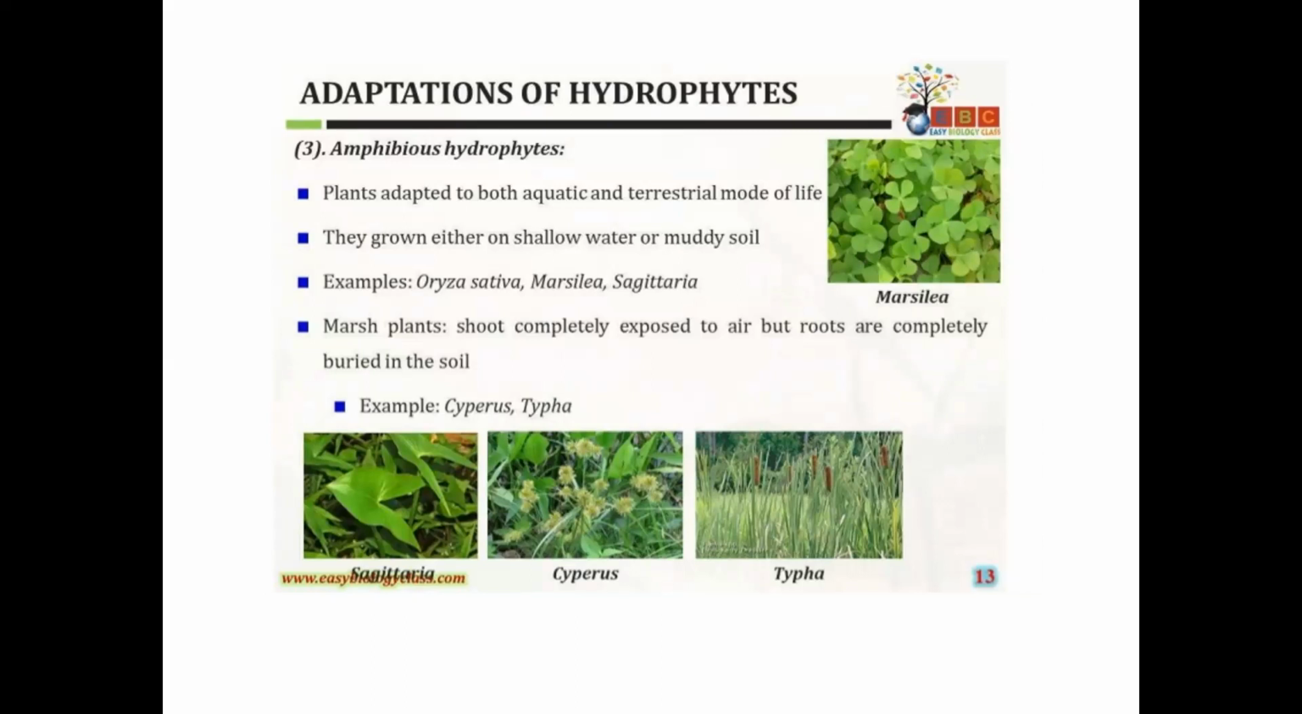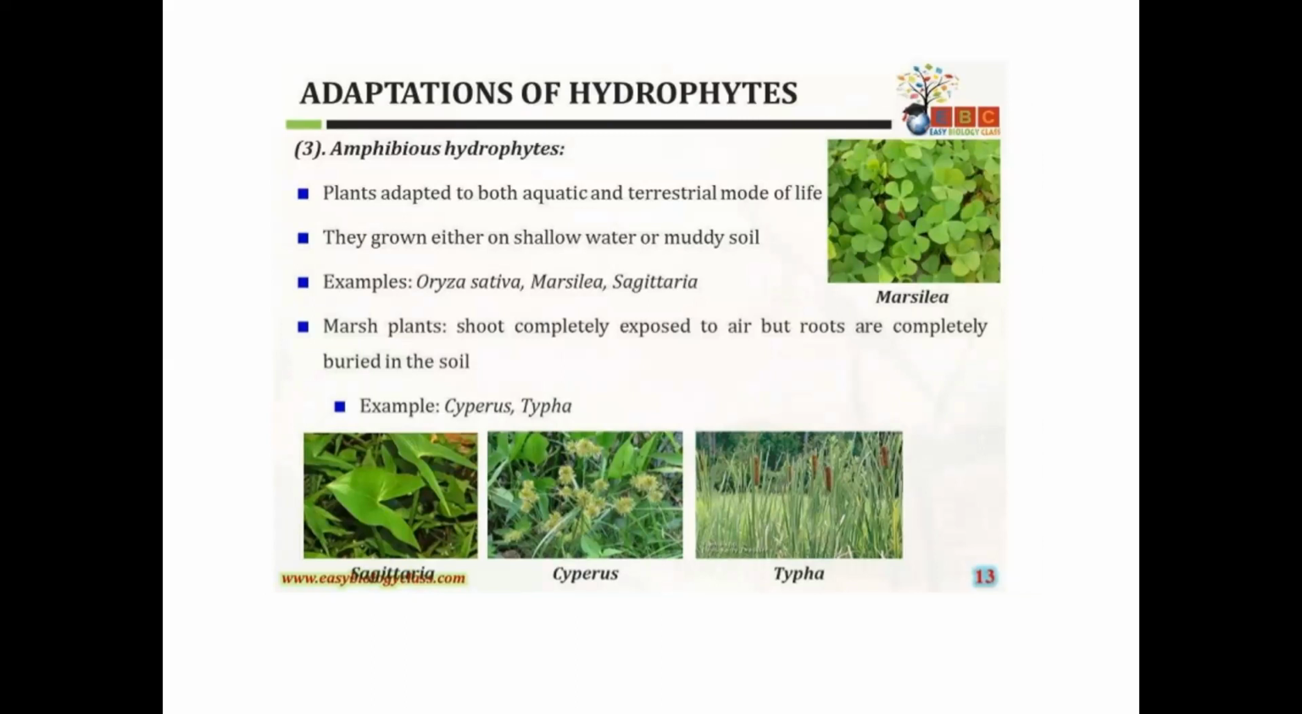Marsh plants have the shoot completely exposed to air, but the roots are completely buried in the soil. The root system is completely buried inside the soil, but the shoot system is exposed outside. So they are called marsh plants.